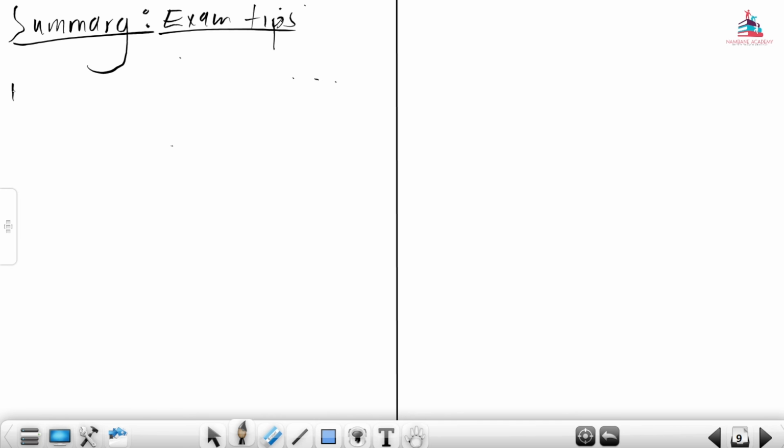Now the first one is reactions. The first one is reactions. So with reactions, what we do is we are going to try and have a summary of these reactions.